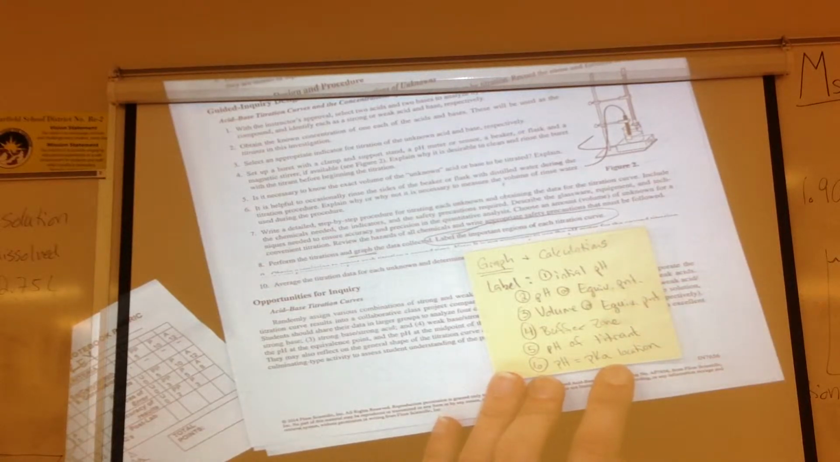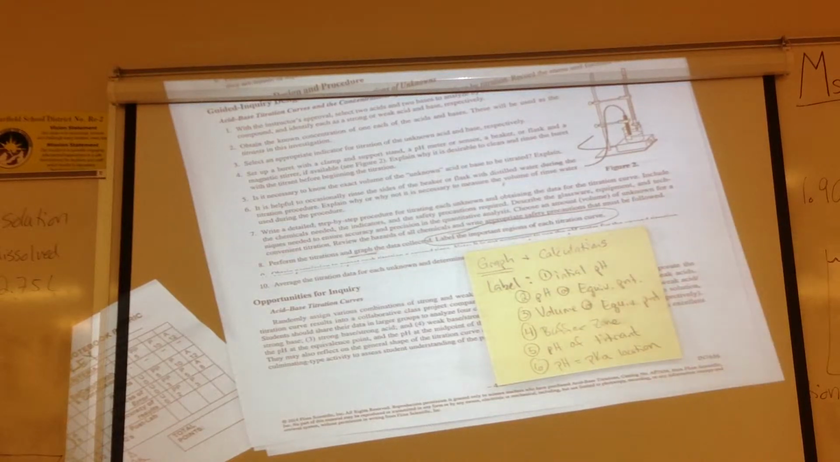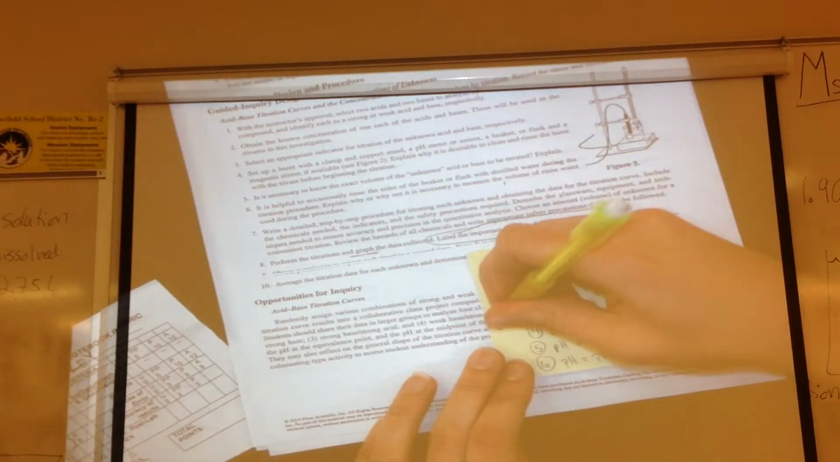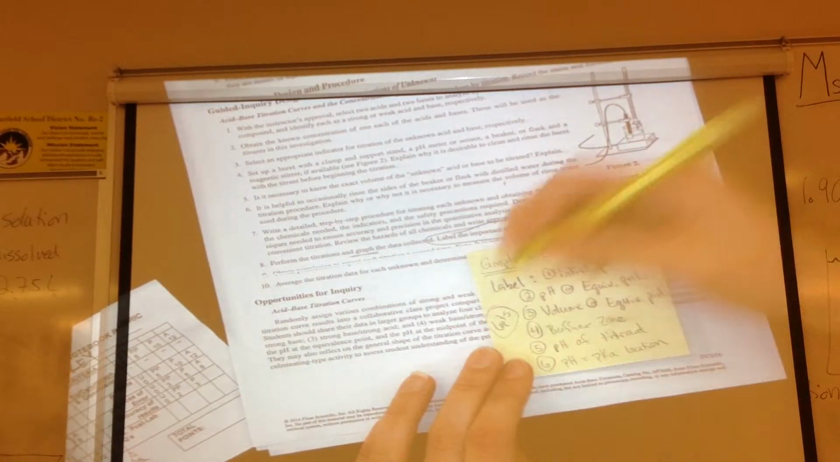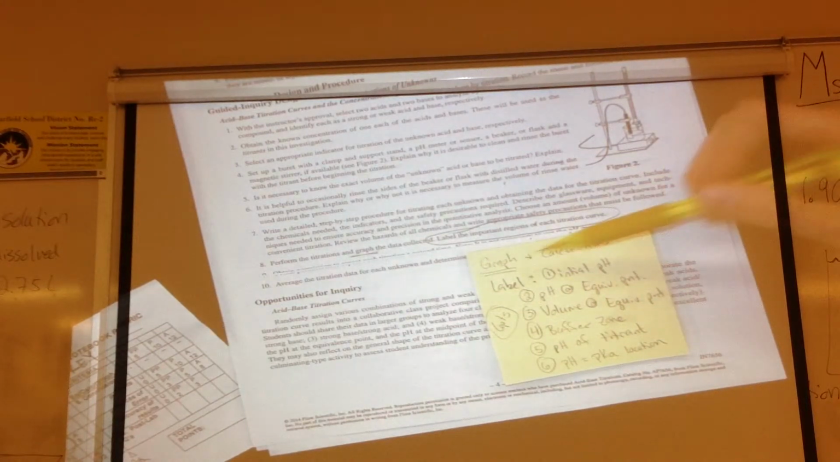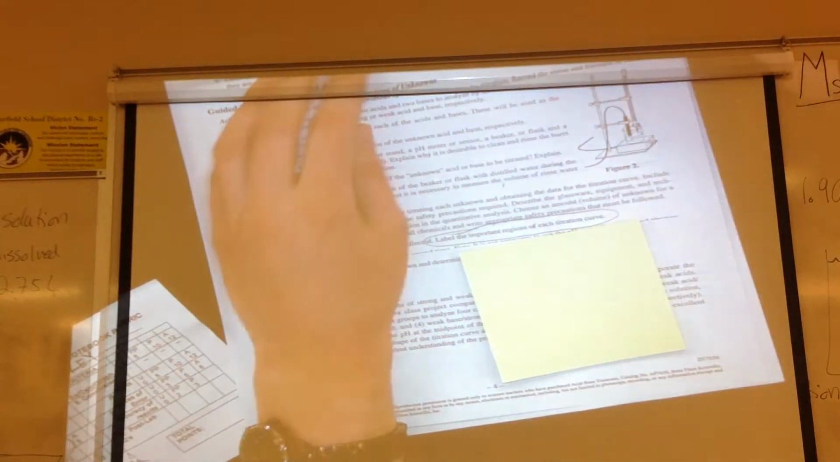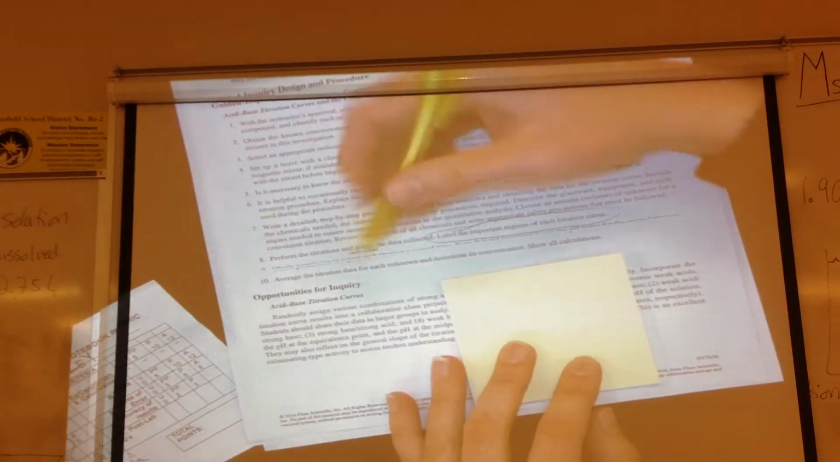We'll talk about this in class on Monday, but those are the 6 things I want you to label on your titration curve. I'll take each of those for 1 point, so this will be 6 points total. Now, that's just the graph part. We also have some calculations. So the calculations is for this right here.